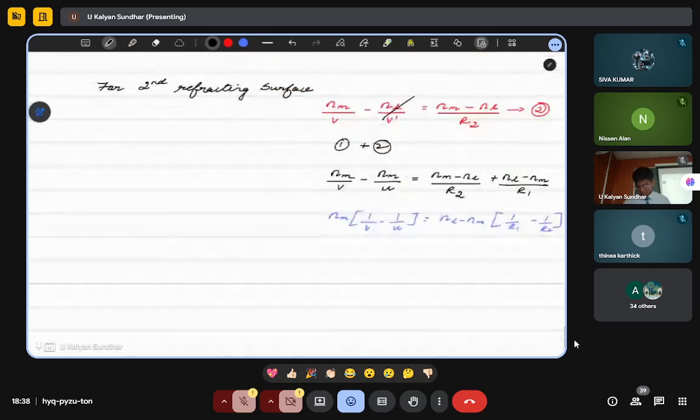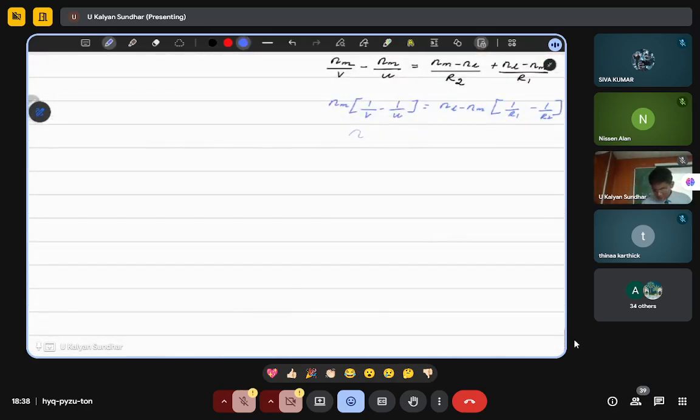Right, sir. Now, take it to the other side. So you will get it as 1 by V minus 1 by U will be equal to N L minus Nm minus 1 into 1 by R1 minus 1 by R2. Now this is nothing but your refractive index, second medium divided by first medium, which is nothing but a mu relative, or you just keep it as it is.